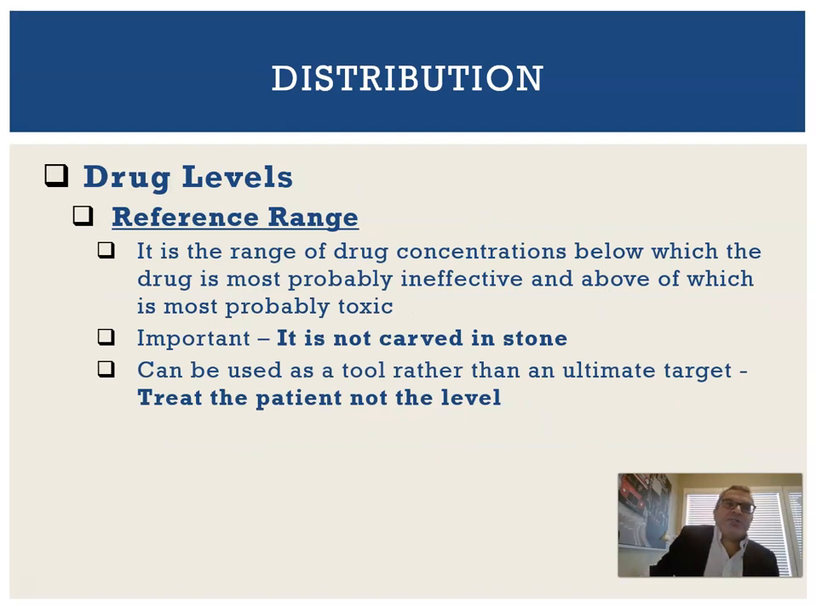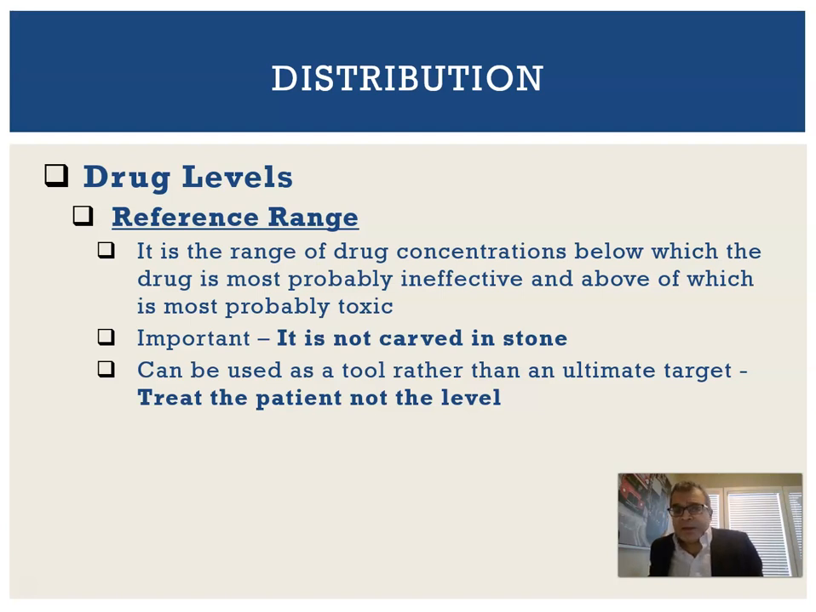So when the drug is distributing into the systemic circulation and goes to the tissues, you can measure a drug concentration in the blood, right? And that's the idea of therapeutic drug monitoring, when you measure the concentration of the drug in the blood. Some drugs have what we call a reference range. What's a reference range? It is the range of drug concentrations below which the drug is most probably ineffective, and above it, it's most probably toxic.